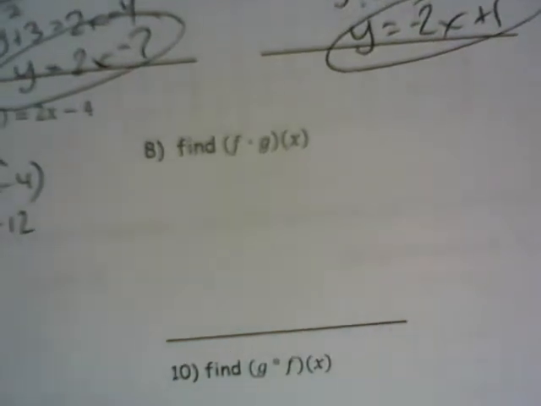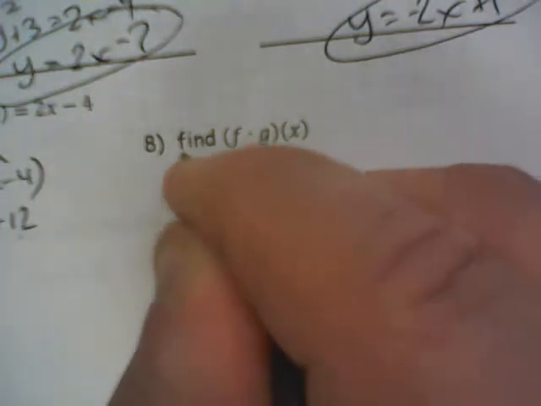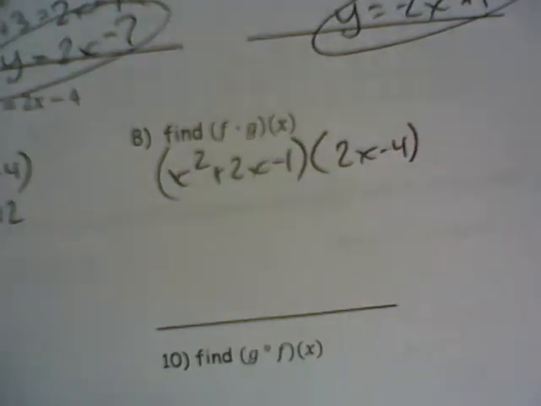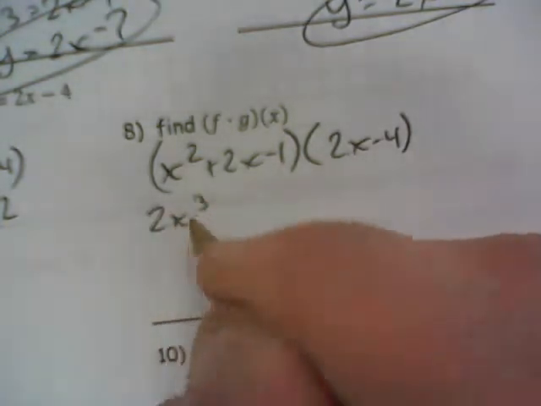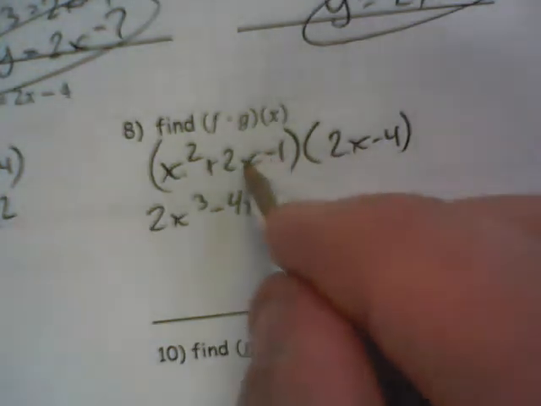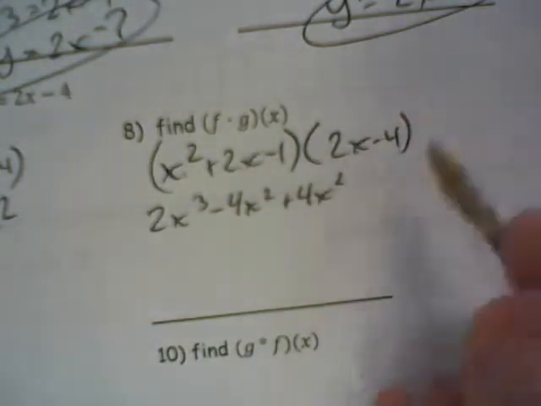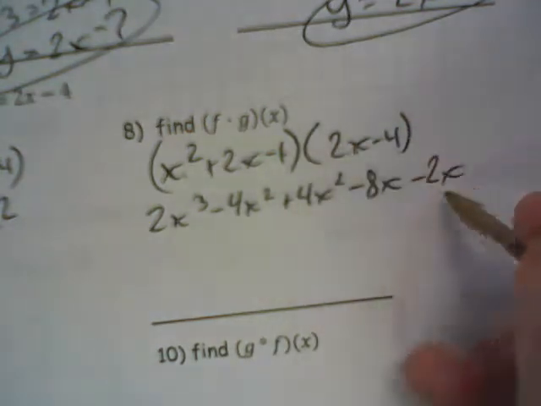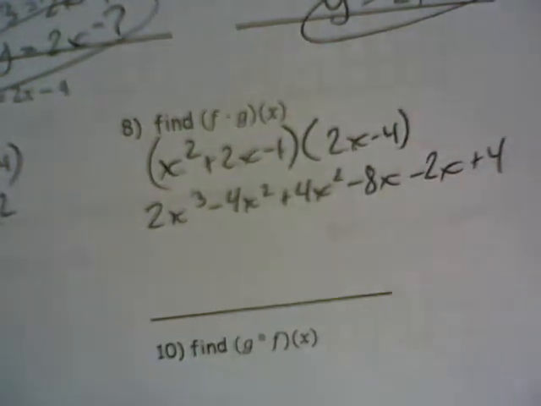Number 8, we're multiplying these two together. So we're going to take the f of x function, which is x squared plus 2x minus 1, and we're going to multiply that times 2x minus 4, which is the g of x function. So I'm going to start by distributing out the x squared. X squared times 2x is 2x to the third. X squared times negative 4 is negative 4x squared. Then 2x times 2x is 4x squared. 2x times negative 4 is negative 8x. Then negative 1 times 2x is negative 2x. And negative 1 times negative 4 is positive 4.